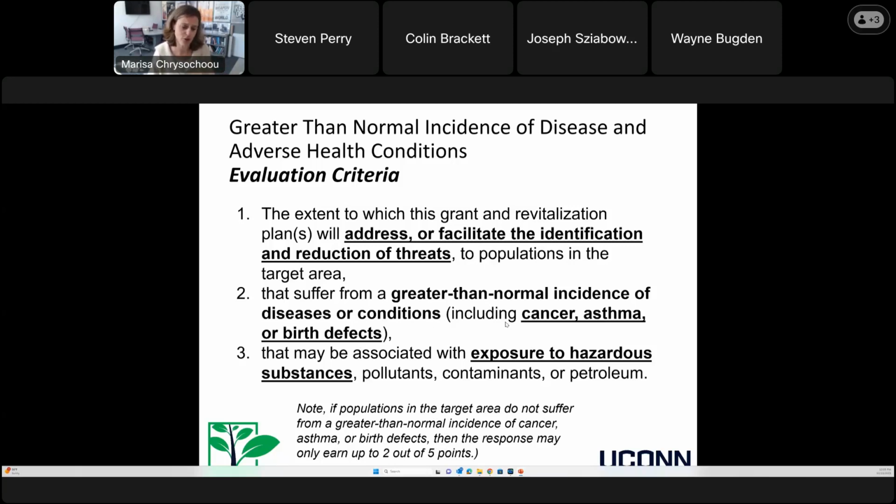But I will also show you some other public health data. And then finally, you also need to talk about in this section that these conditions or diseases may be associated with exposure to hazardous substances, pollutants, contaminants, or petroleum at your brownfield sites. And I will have a separate slide that will address this third point all the way at the end. So now we'll talk about how you collect data to demonstrate the greater than normal incidence of diseases or conditions.